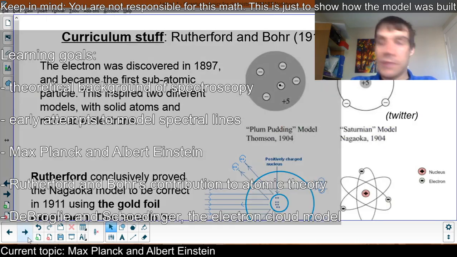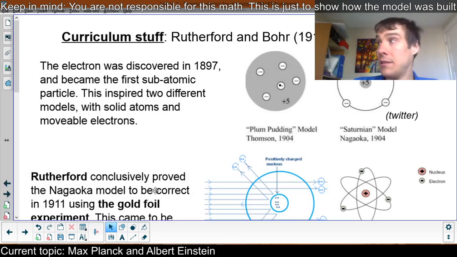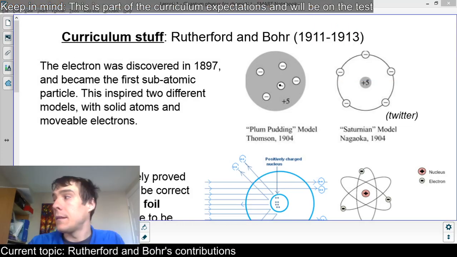All right, so let's get into curriculum stuff. Rutherford and Bohr's contribution to atomic theory. This is stuff you actually have to know. So I'm going to pause and fix the current topic and stuff, and I'll be back in a sec.